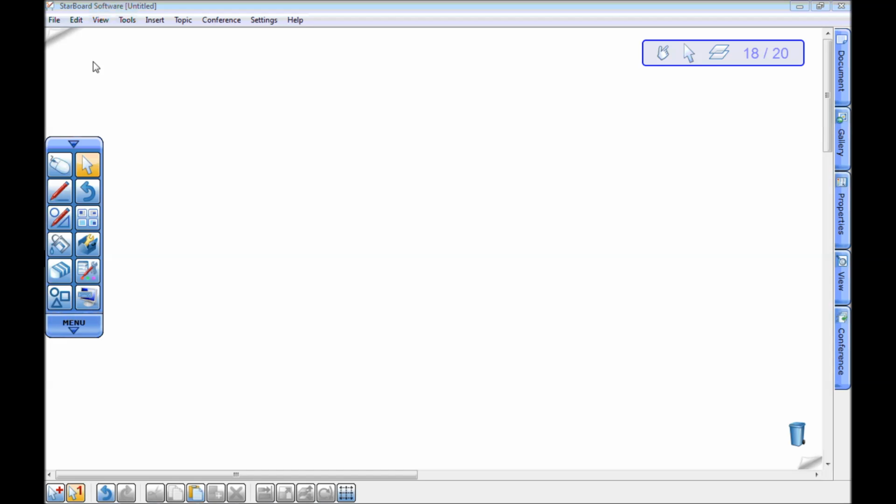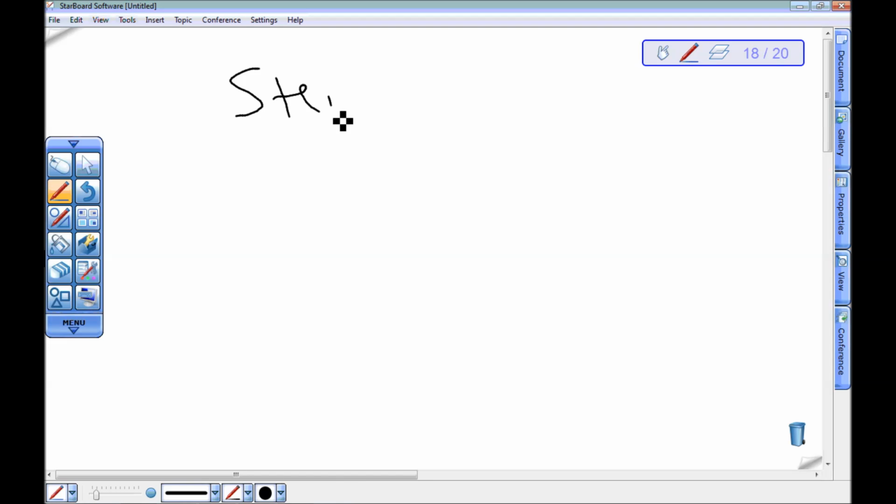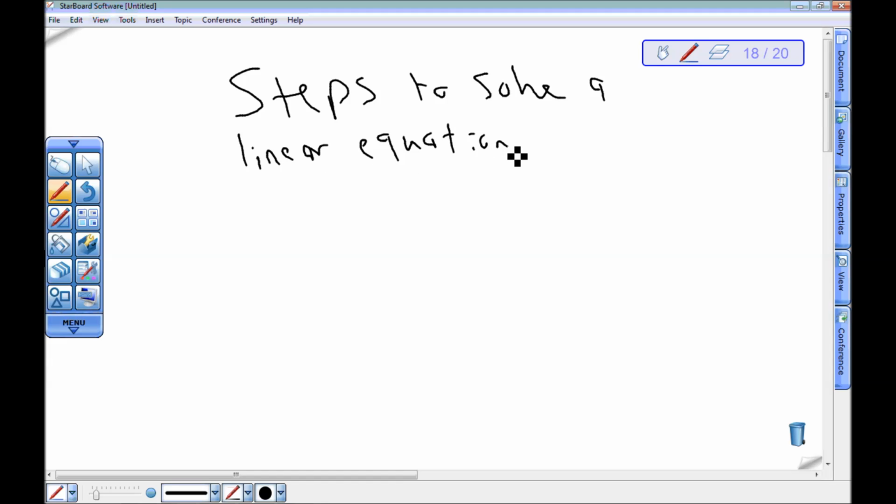I want to go through the steps to solve a linear equation in one variable. So first I will turn on my pen, and then I will start. Steps to solve a linear equation in one variable.